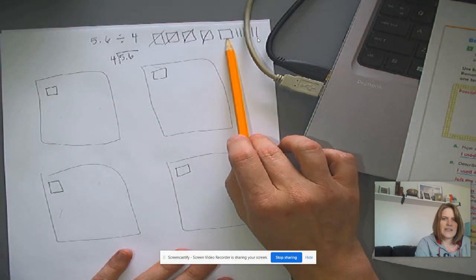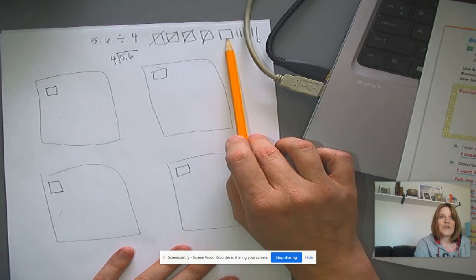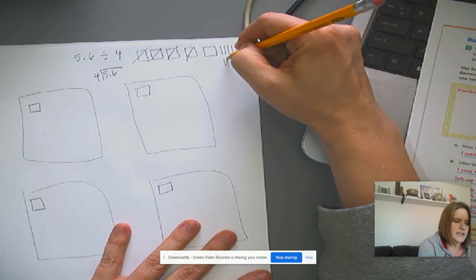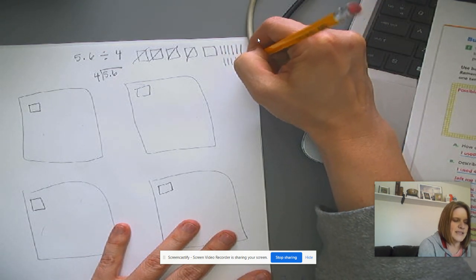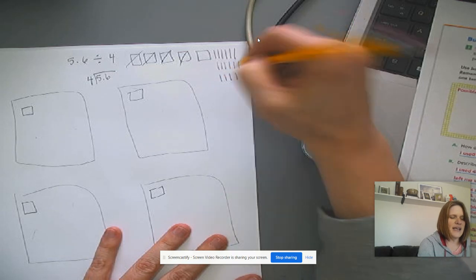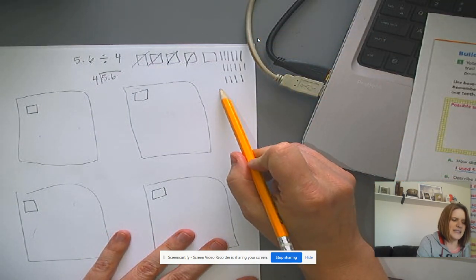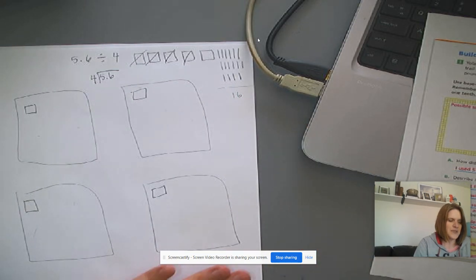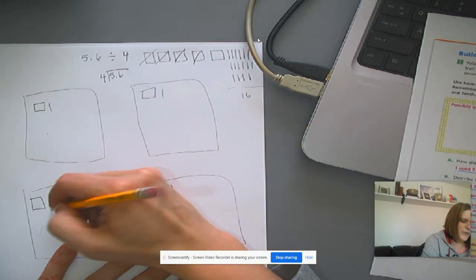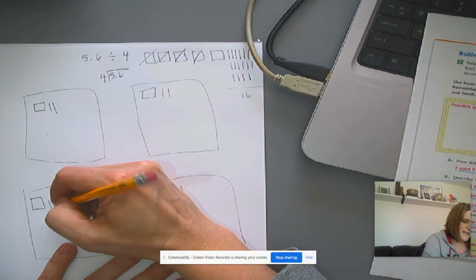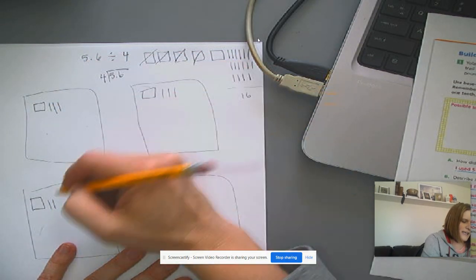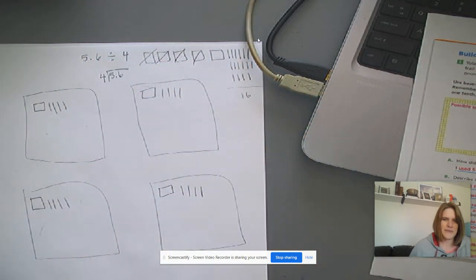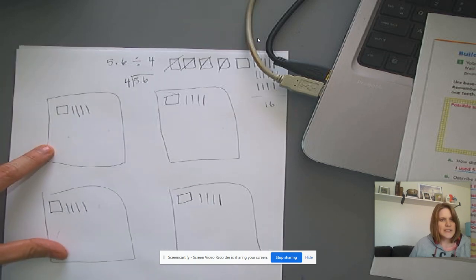So what am I going to do to this whole? I need to break it apart. What am I going to break it into? Tenths. So 1, 2, 3, 4, 5, 6, 7, 8, 9, 10. So how many tenths now do I have? I have 16, right? So I could start 1, 2, 3, 4, 5, 6, 7, 8, 9, 10, 11, 12, 13, 14, 15, 16. So each person gets what?